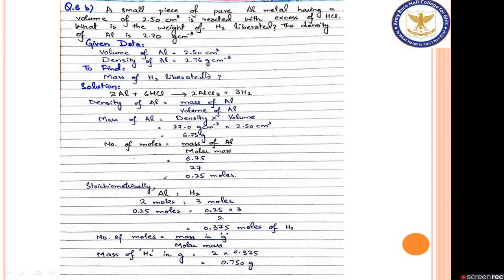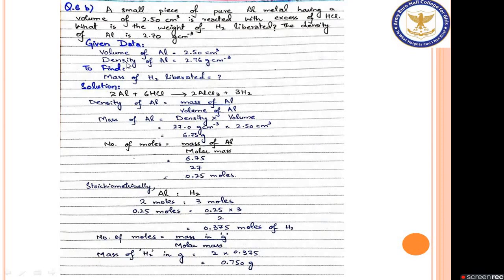First you have to write the balanced chemical equation for this reaction, because in the statement of this problem the balanced chemical equation is not given to us. That is, 2 moles of aluminium when reacted with 6 moles of HCl give 2 moles of aluminium chloride plus 3 moles of hydrogen. In most of the numerical problems we are provided with the masses, but here there is a slight difference, that we are provided with the volume and density.